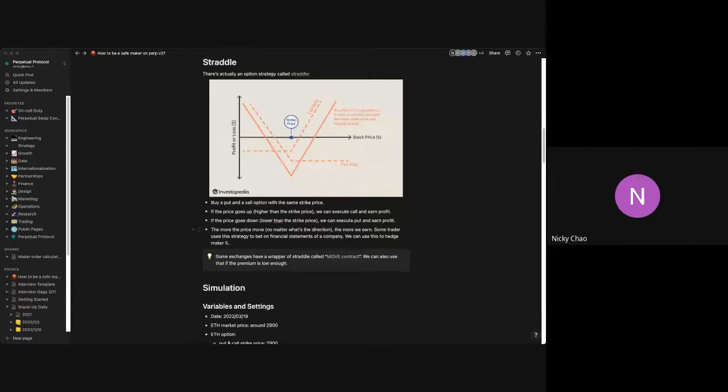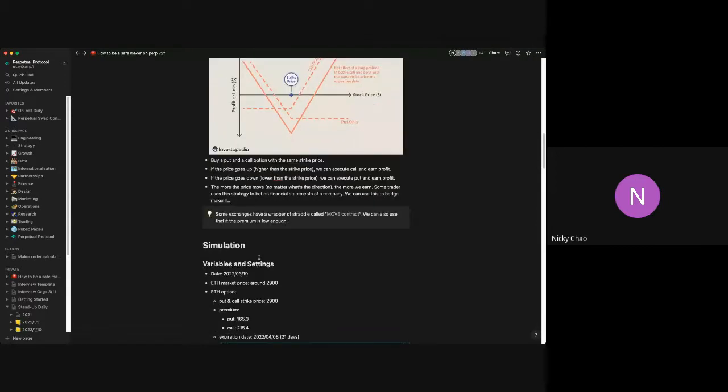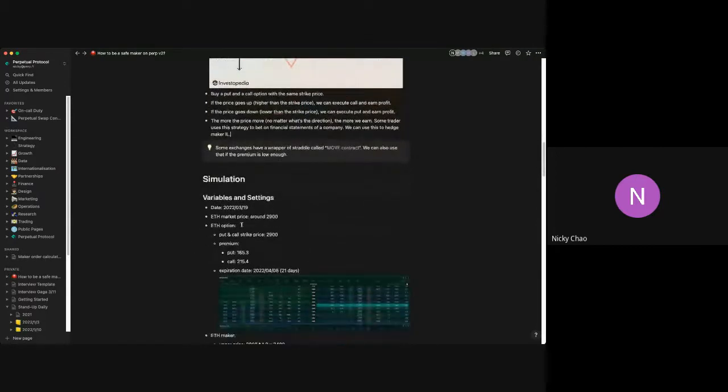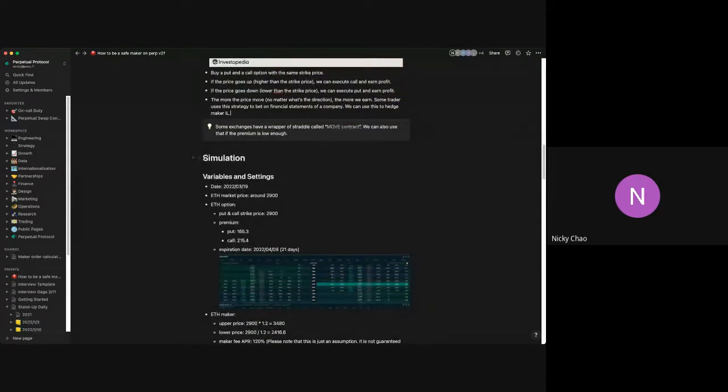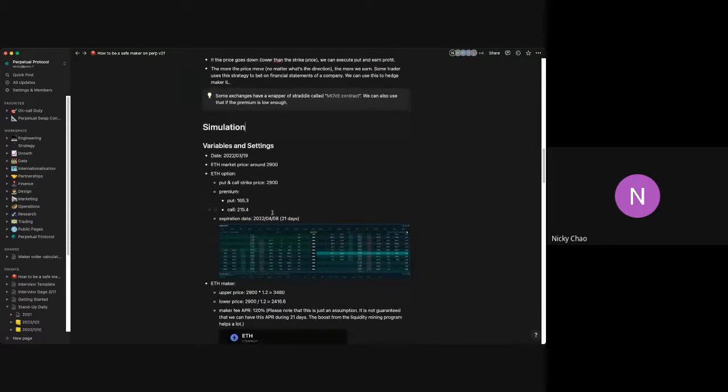Okay, so if there's no further question, I'll continue. Let's see the simulation here. I'm doing the simulation because I don't have access to a Deribit option exchange account, because I can't pass the KYC. So I just took a snapshot of the price at March 19.